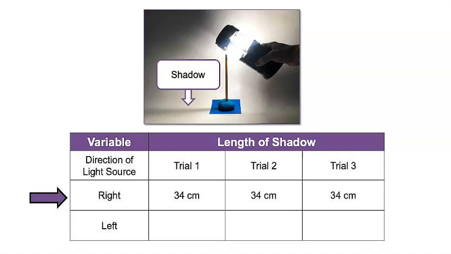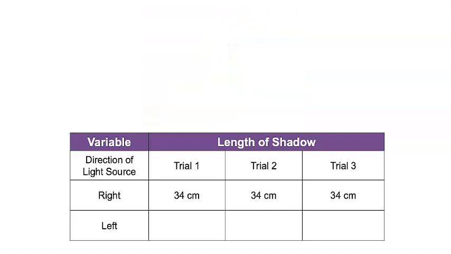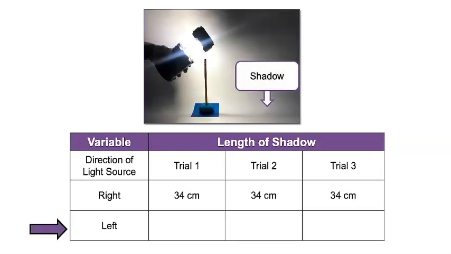Do you think the length of the shadow will change when we move the light source 10 centimeters to the left of the pencil? Let's find out. The shadow moves to the other side of the pencil, but the shadow length stays the same. In all 3 trials, the shadow measures 34 centimeters.